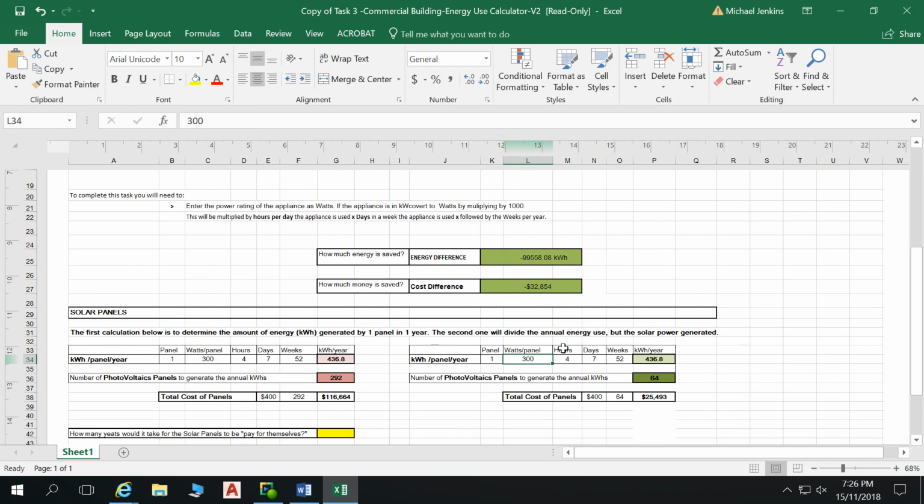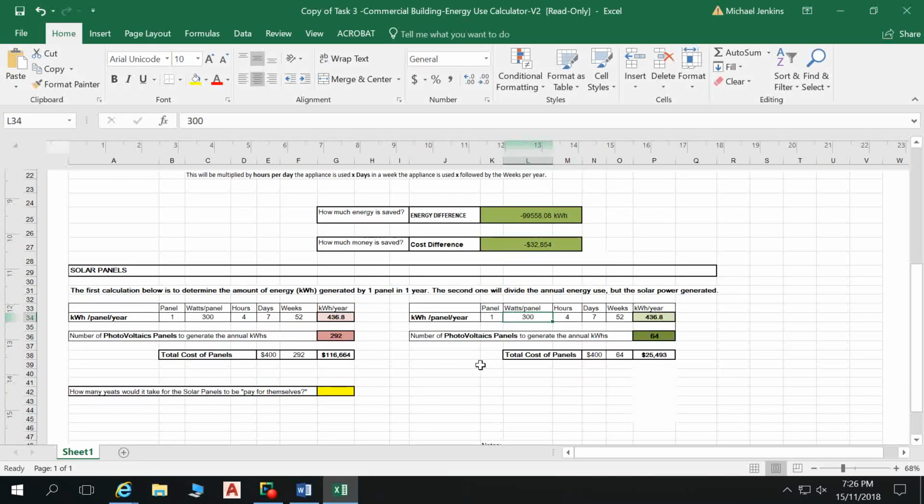So just working through that. The first calculation below is to determine the energy, in kilowatt hours, generated by one panel per year. The second one will divide the annual energy use by the solar power generated.